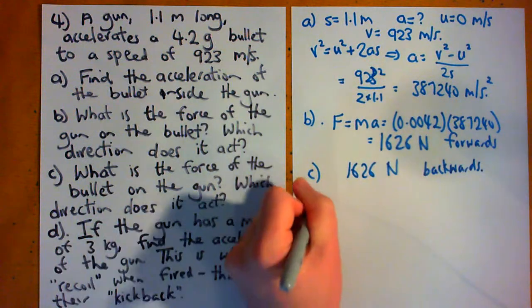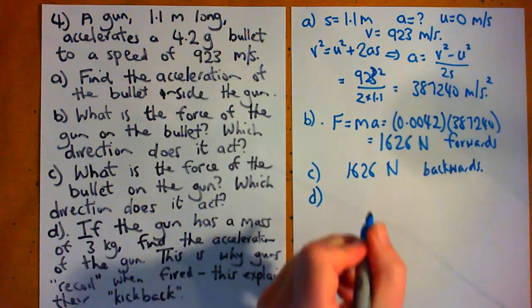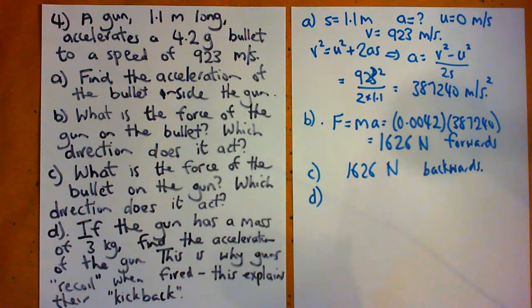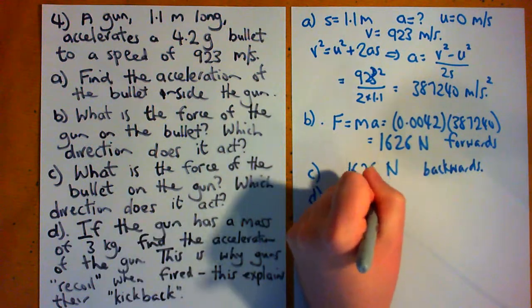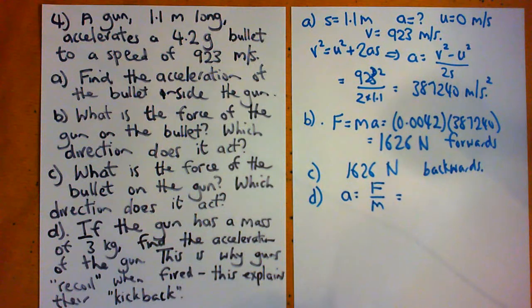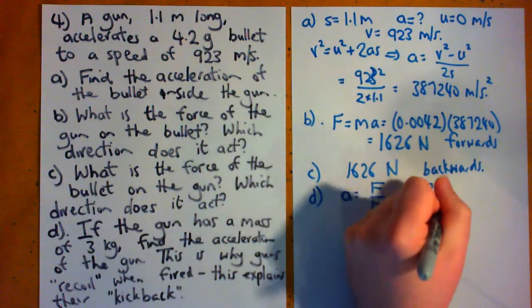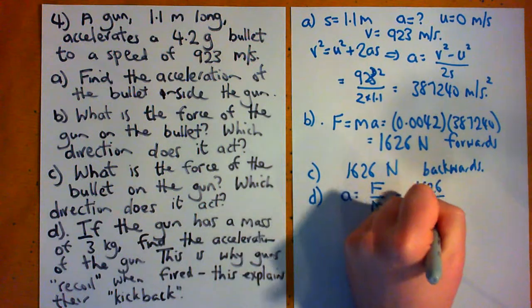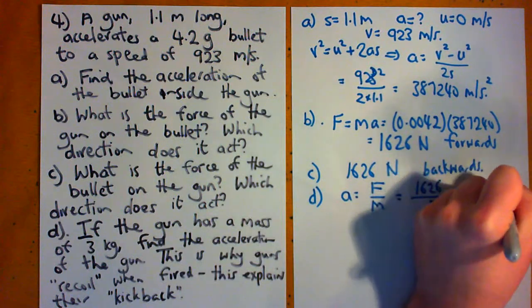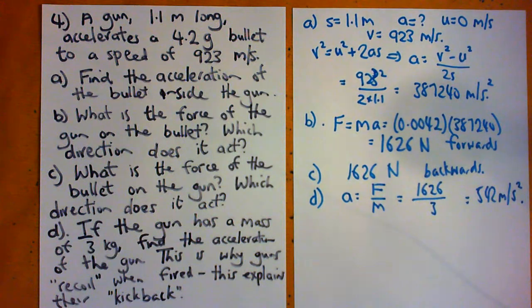And question D. So we're looking at the recoil of the gun now. If the gun has a mass of 3 kilograms, what is the acceleration of the gun? So acceleration is force divided by mass. That's just a rearrangement of F equals ma that we used in question B. So the acceleration is 1626 divided by the mass, which is 3, and we get 542 metres per second squared. That would also be backwards.